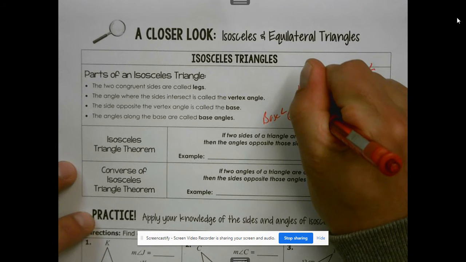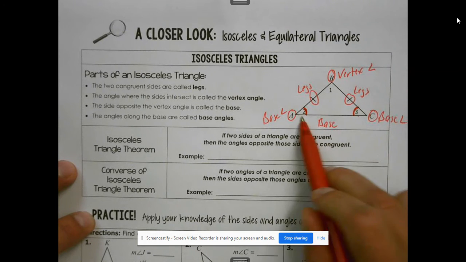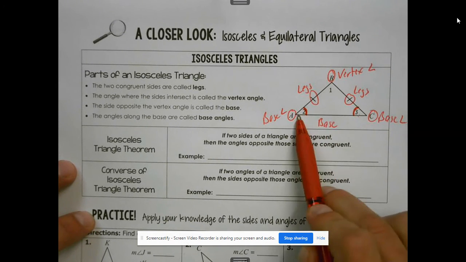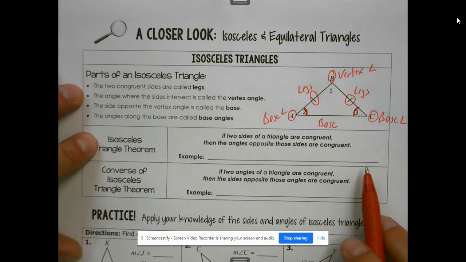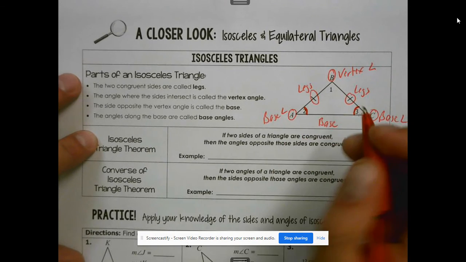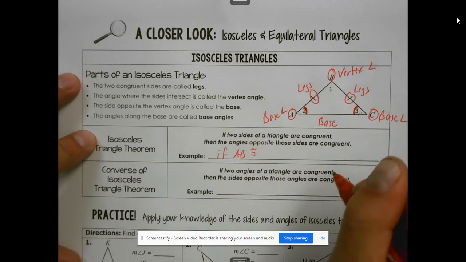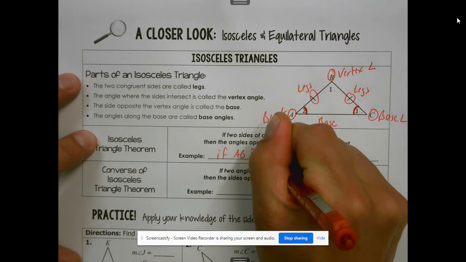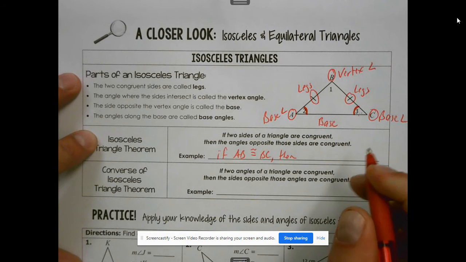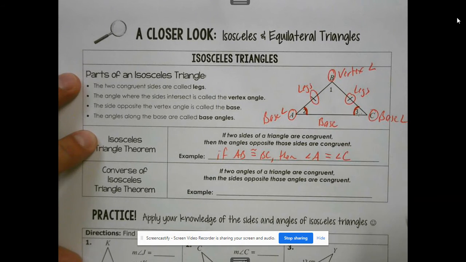So we need to know that angle 2 is congruent to angle 3, and put those little arches in there to show congruency. So two congruent legs, two congruent base angles. Your isosceles triangle theorem states, if two sides of a triangle are congruent, then the angles opposite those sides are also congruent. So in the example, we can say that if AB is congruent to BC, then I know that angle A is equal to angle C.